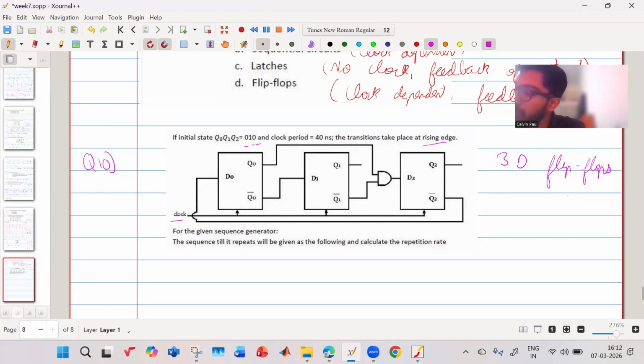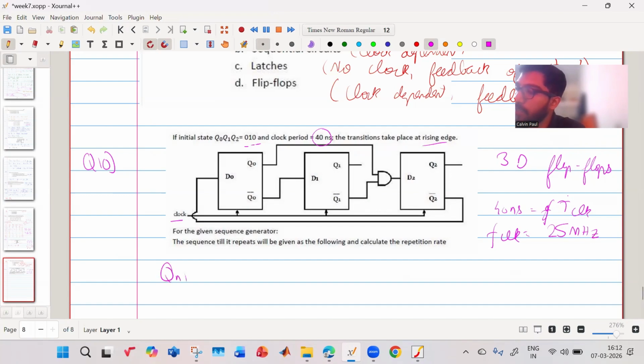So this is your clock. What is the rate of the clock? They have given 40 nanoseconds. This is your T clock, so your F clock would be 25 megahertz. At that rate, your clock is coming at 25 megahertz. So fast. Now for the D flip flop, what do we know?